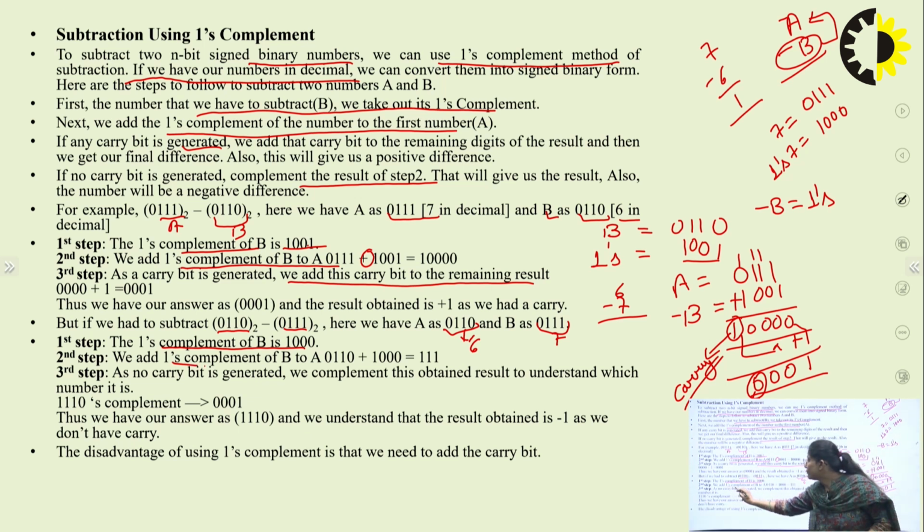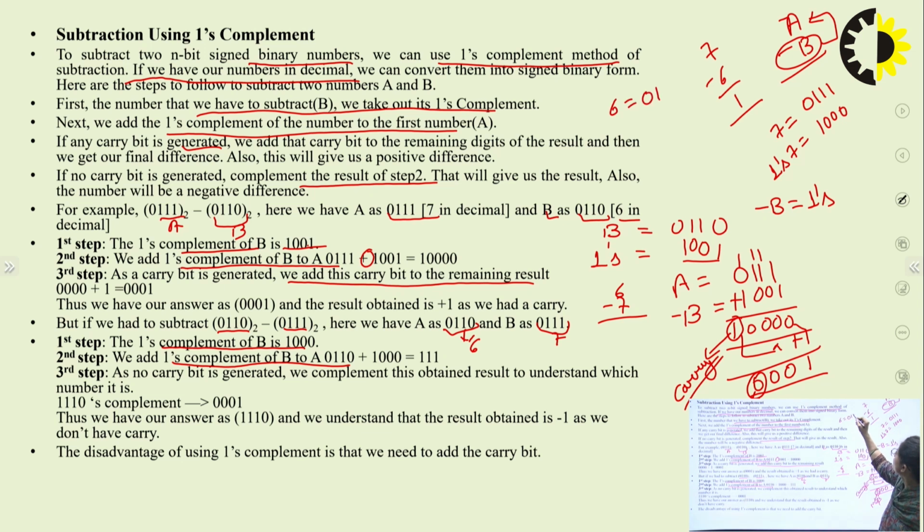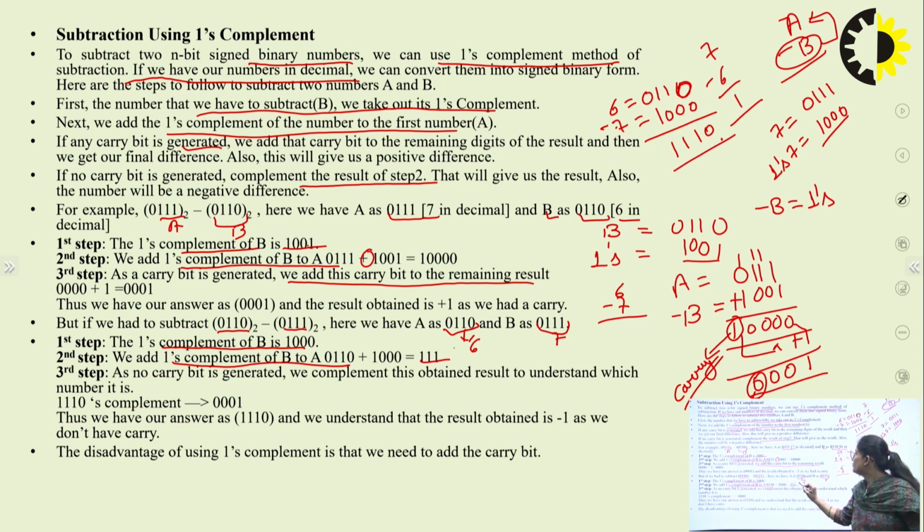Next, we add the ones complement of B to 0 1 1 0. So 6 is equal to 0 1 1 0, and minus 7 is equal to the ones complement of 7, which is 1 0 0 0. When we add these, we get the result 1 1 1 0.